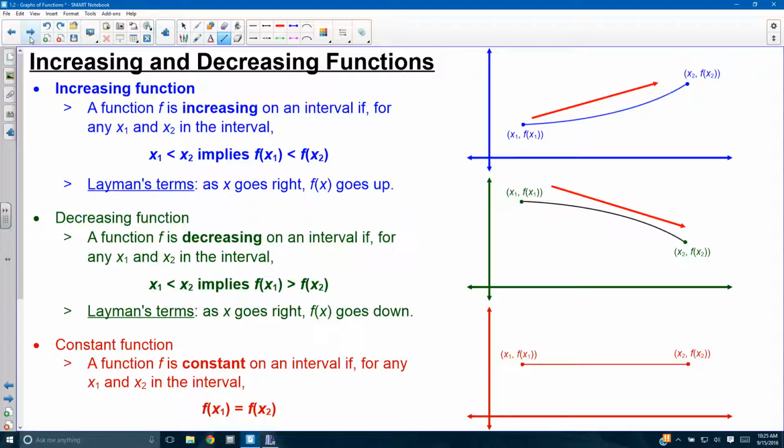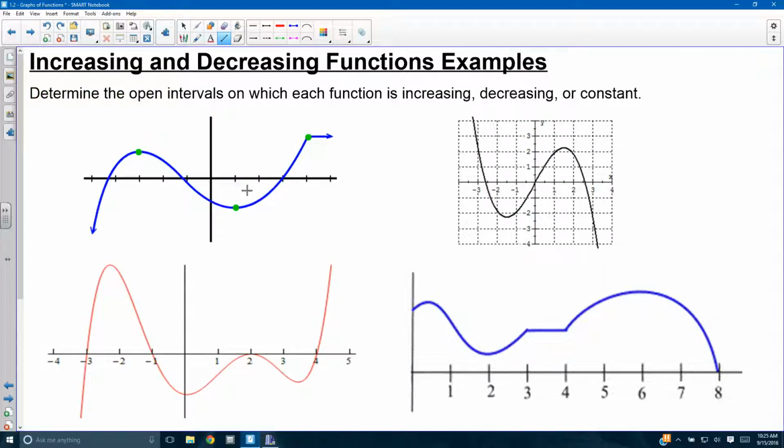So what I have next are some examples, courtesy of Google Images. What I did was I just pulled some out, and let's determine the open intervals on which each function is increasing, decreasing, or constant. Now, open intervals does mean open parentheses. The reason why we talk about that is because there are going to be points, in fact, this one actually has the points right here, where it's doing nothing. In calculus, you could say it has a slope of 0, that it's a constant point, but it's not in a constant interval. It's not where the function is necessarily constant. It's where it goes from one to the other.